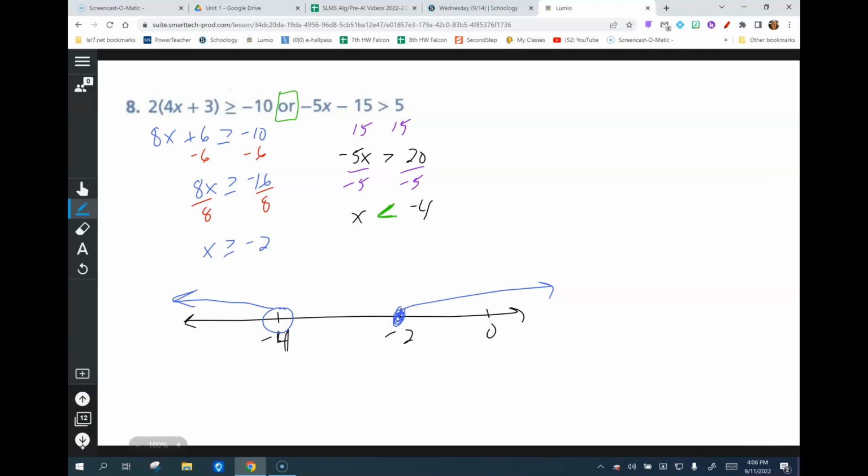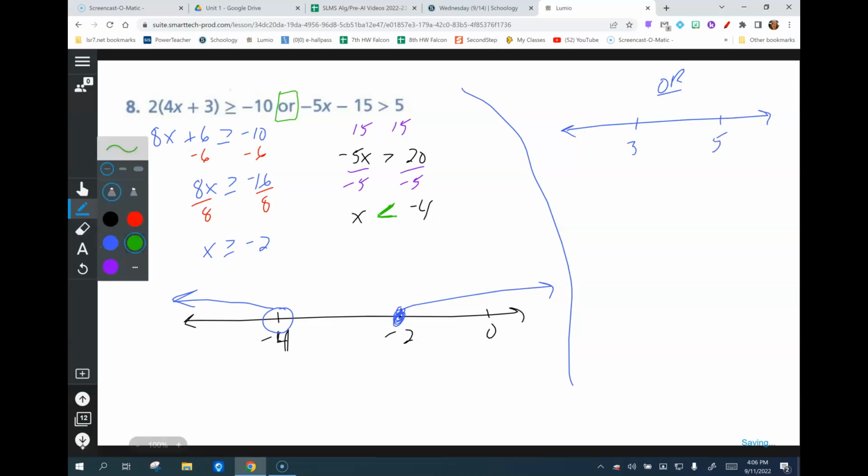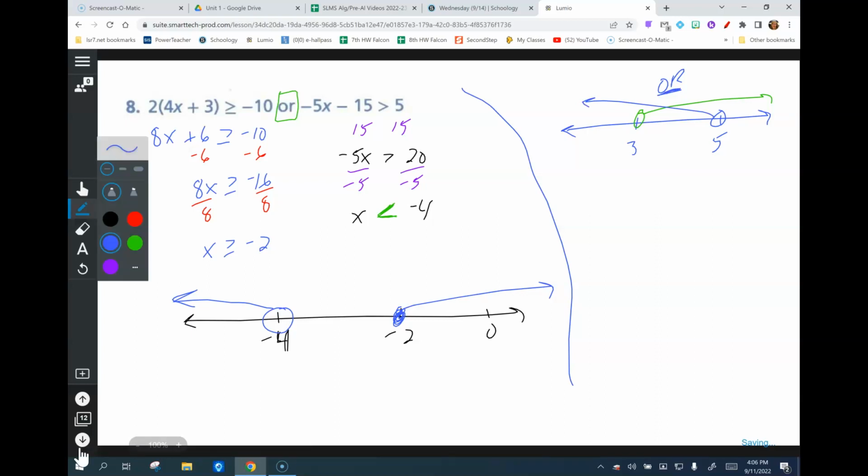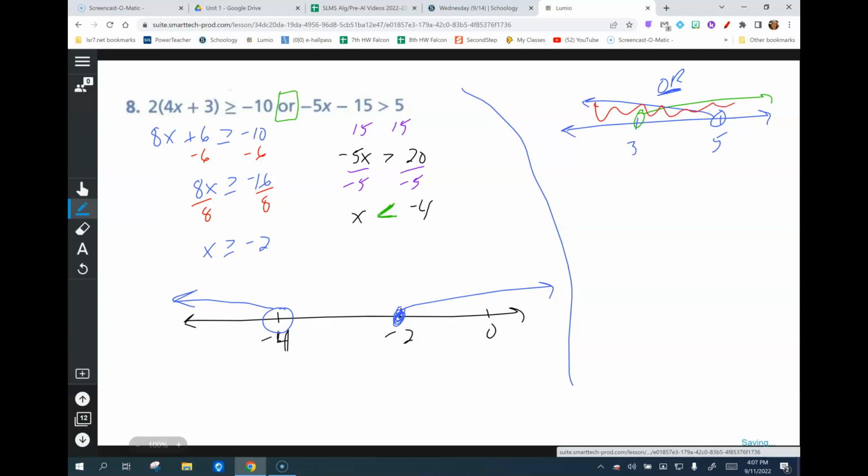Now, if I can for just a second, kind of go off to the side here. What if I would have a graph that is an or, and what happens is that, let's say this is a 3 and this is a 5, and it ends up that I have an open circle going this direction and I have an open circle going this direction. Well, it's an or, so or is everything included. So that means my solution here would be everything.